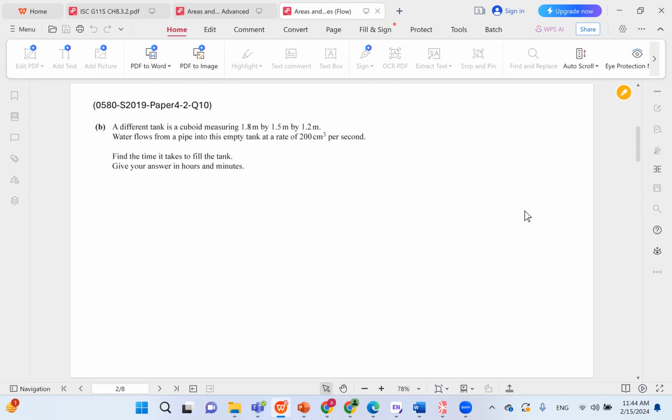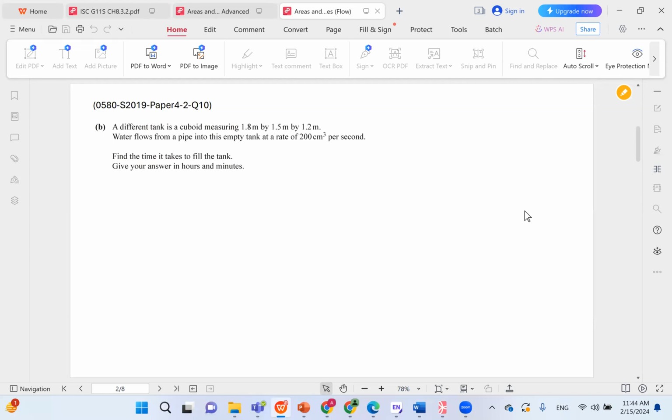So in this question, we are told a tank is a cuboid measuring 1.8 by 1.5 by 1.2. Water flows from a pipe into this empty tank at the rate of 200 centimeters cubed per second. Find the time it takes to fill the tank. Give your answer in hours and minutes.